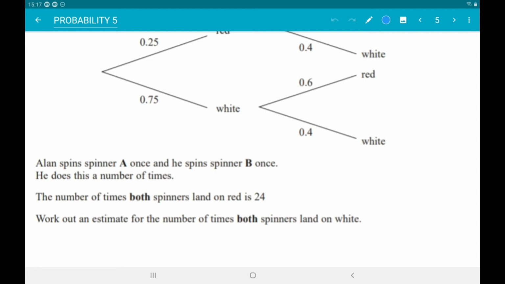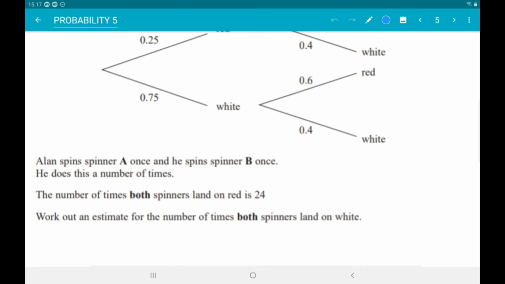Alright, so what we're going to do is work out the probability of red. Then we're going to think about that as a percentage. From that, we can work out the total number of times he has spun the spinners. Then work out the probability of white, and then find the number of times for white.